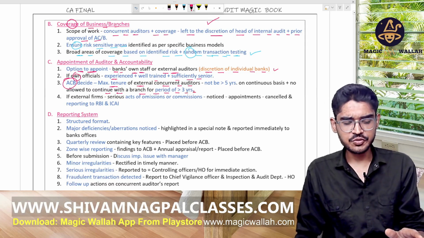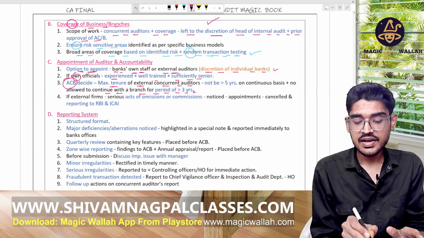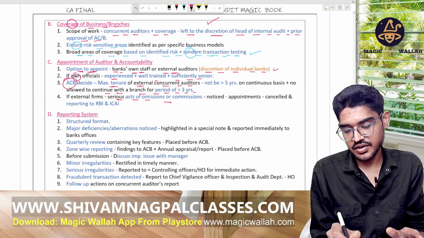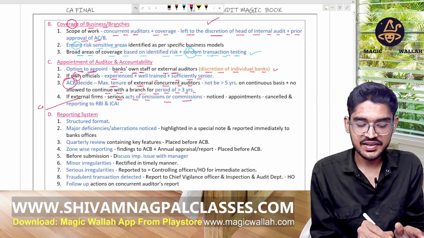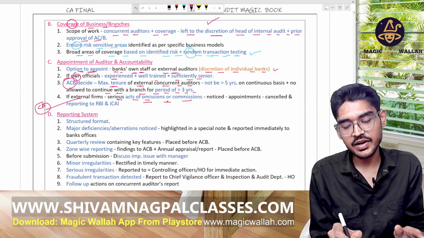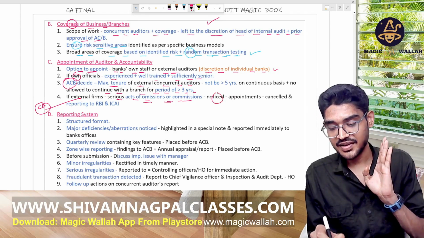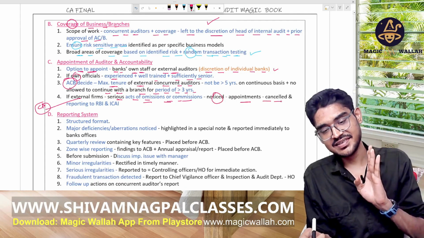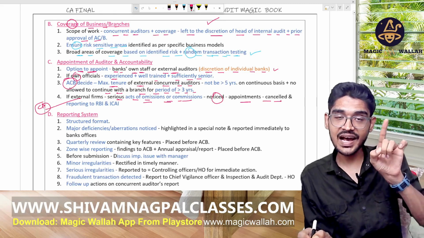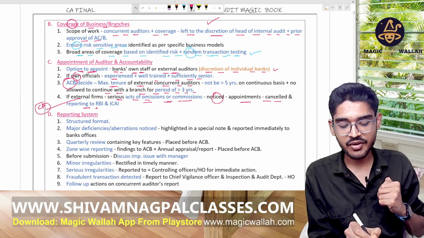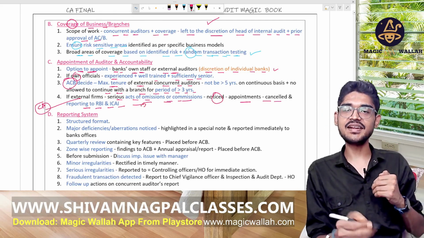Okay, this can be asked in an MCQ. If the external firm commits serious acts of omission and commission, you can say done by the CA, and they are not doing their work properly and that is noticed by the bank, their appointment gets cancelled. Also, they report to the RBI and the ICAI about us, that they are not doing their work properly. Okay, they file the complaint against us.